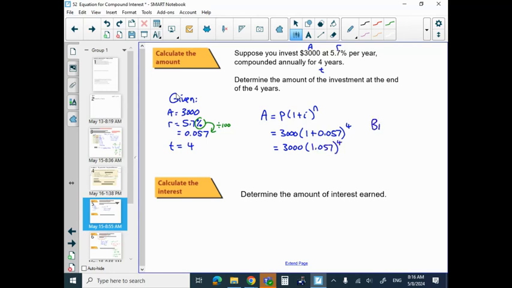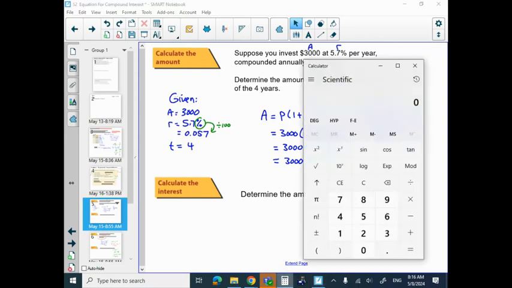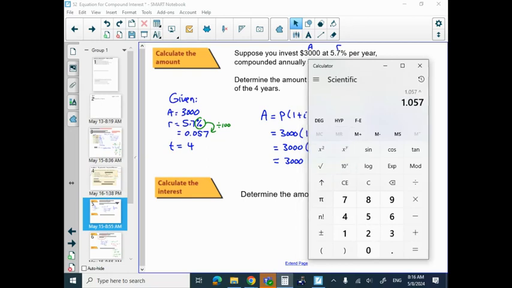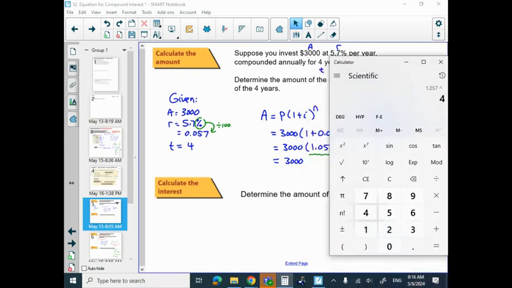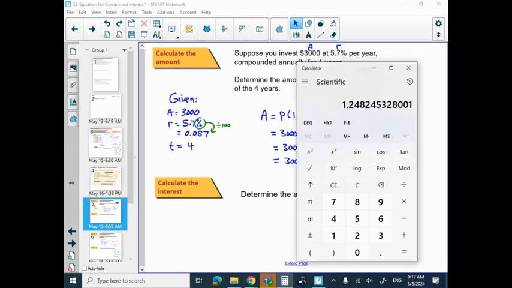So we did the brackets, and then the exponent's going to be next. So first, second. So let's do the exponent. Notice the exponent is just on the 1.057. You'd get pretty crazy numbers if you did the power of 4 on the 3,000 also. So 1.057 to the power of 4, right? Power of 4 gives us a 1.28.